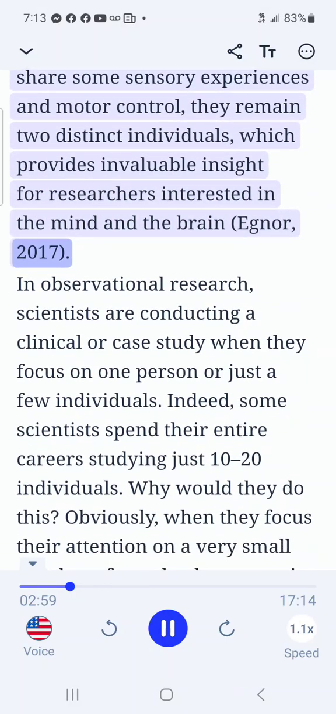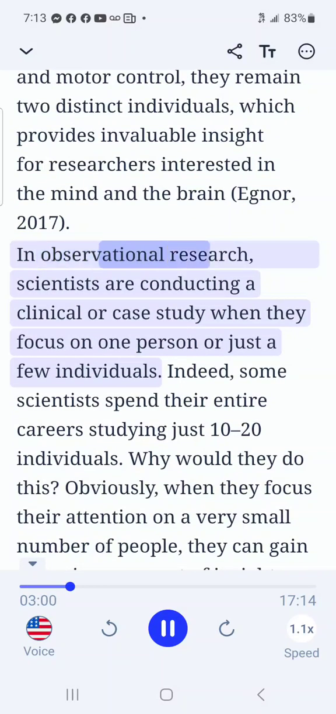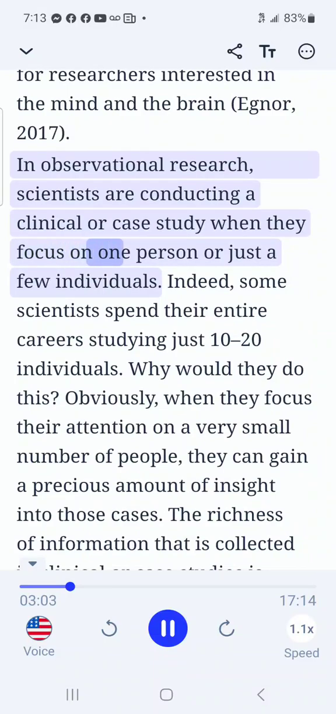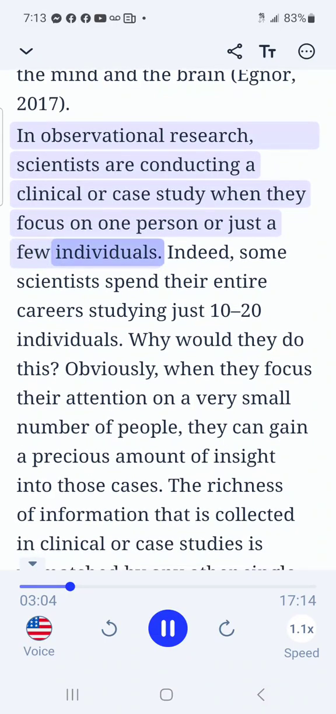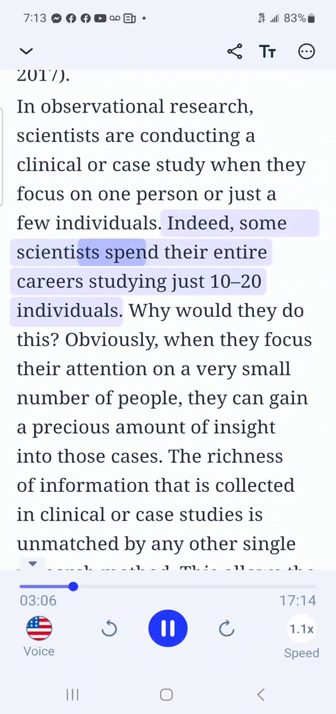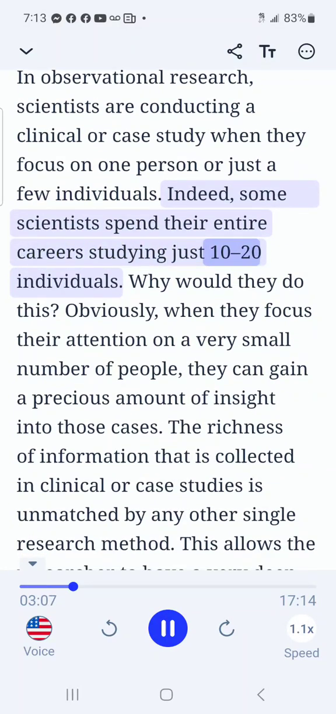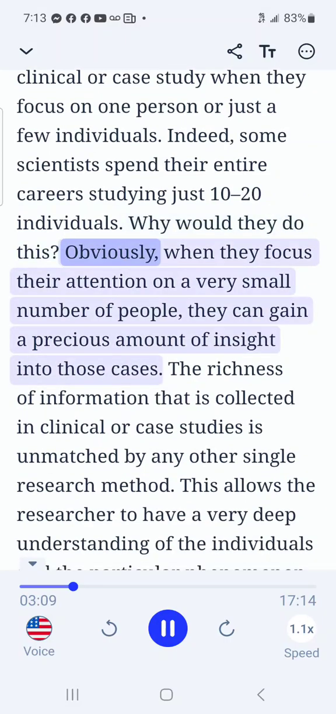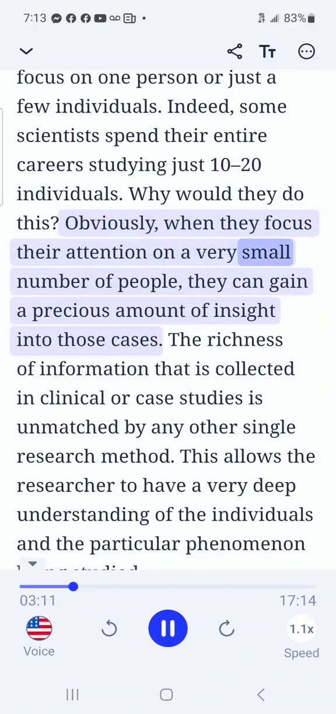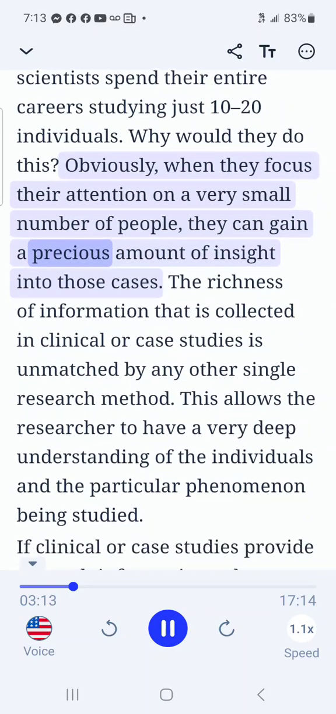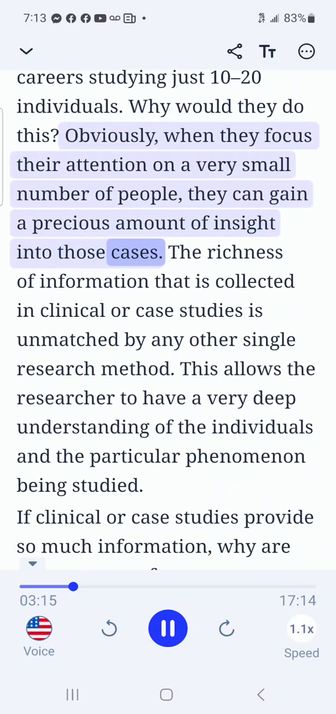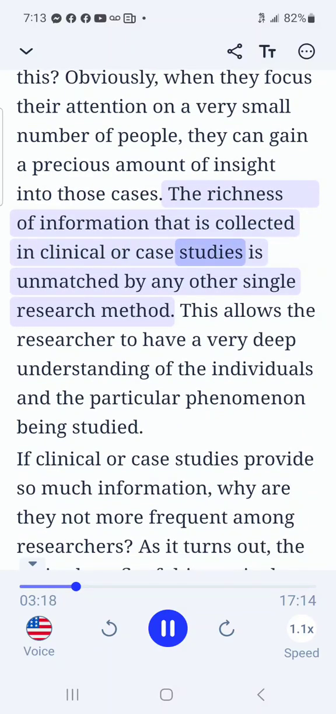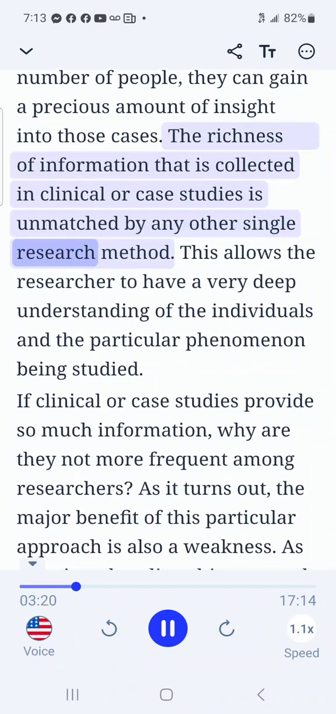Egner, 2017. In observational research, scientists are conducting a clinical or case study when they focus on one person or just a few individuals. Indeed, some scientists spend their entire careers studying just 10 to 20 individuals. Why would they do this? Obviously, when they focus their attention on a very small number of people, they can gain a precious amount of insight into those cases. The richness of information that is collected in clinical or case studies is unmatched by any other single research method.